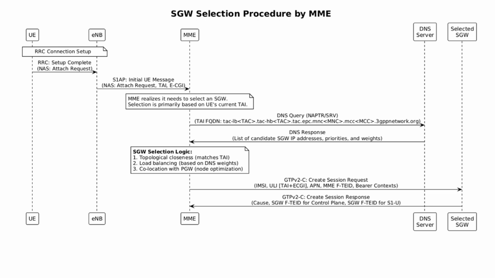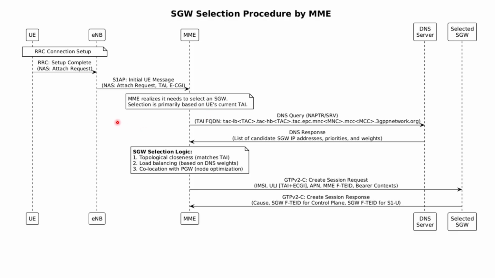Hello guys, welcome to this section on SGW selection procedure by MME. We know that in EPC, the MME must dynamically decide which serving gateway will handle the subscriber data session. This is not a random choice. It is a systematic process based on topology efficiency and network health. Now let's discuss this with some call flow.